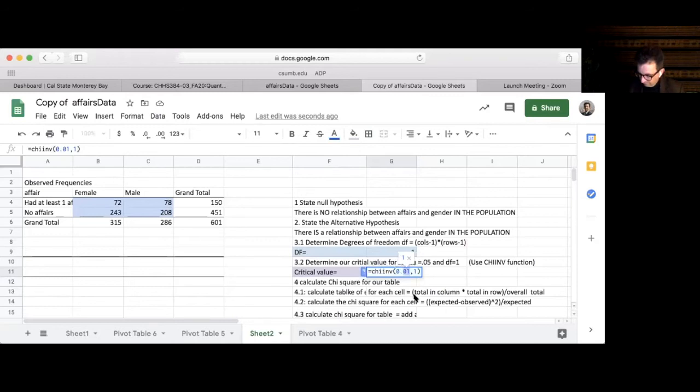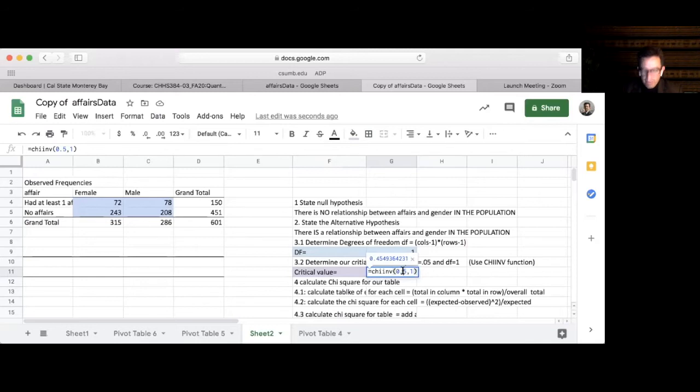If we put 50% there, that's a chi-square value. We would get chi-square values, if we were sampling from a population where there's no relationship, higher than 0.4549, 50% of the time, okay?